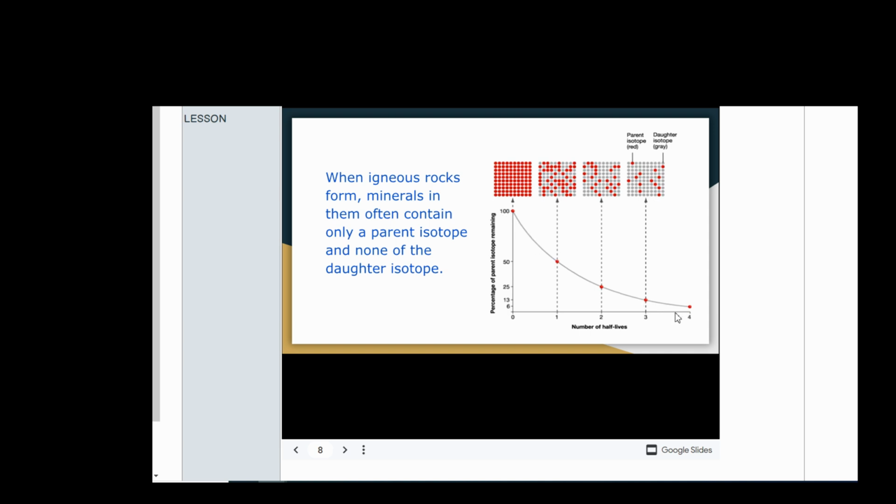Here's another example of a chart that you might see on the exam. You have 100% red dots for the parent, and then after one half-life, you're half and half, 50 parent, 50 daughter. After a second half-life, you're 25% parent, 75% daughter. Third half-life, you go down to 12.5% parent, and so on.